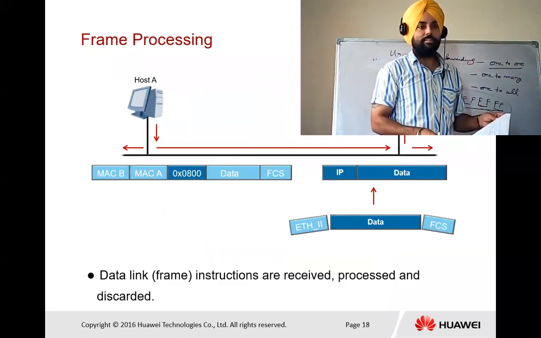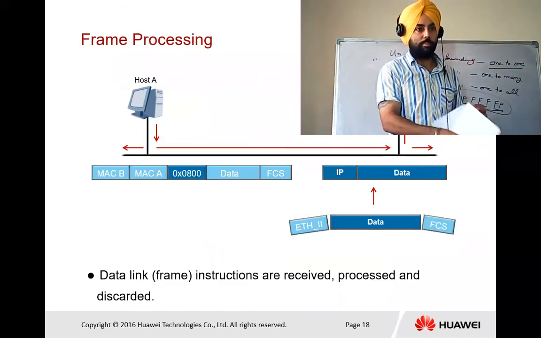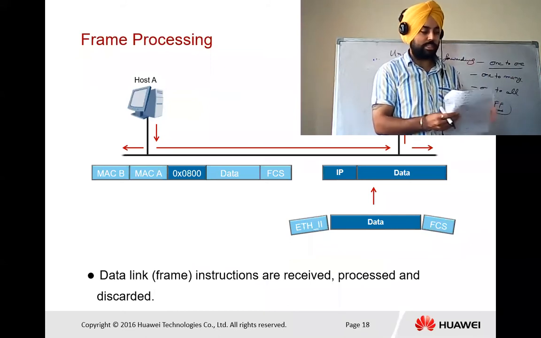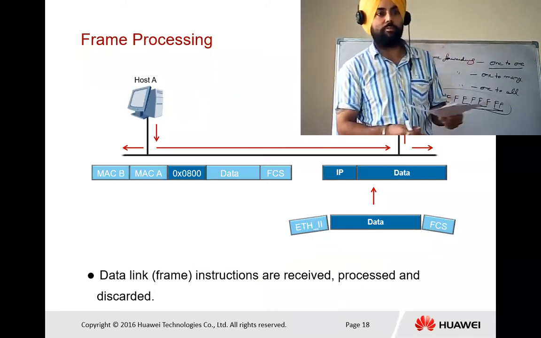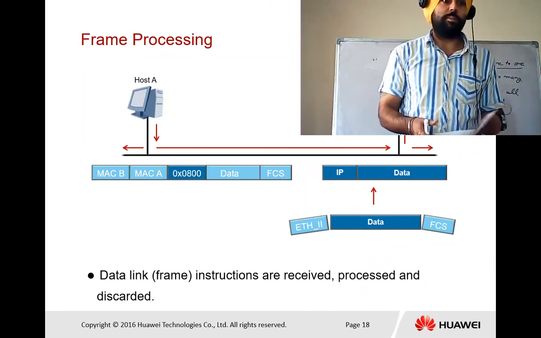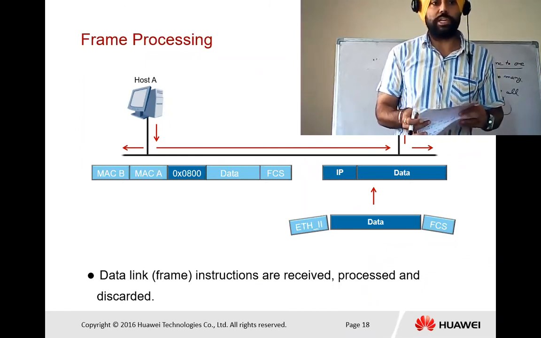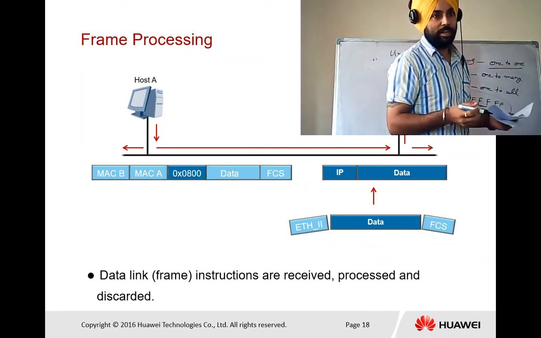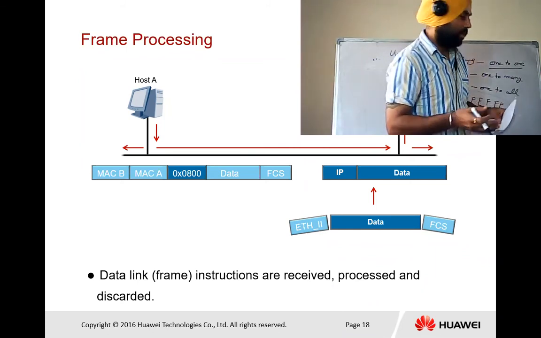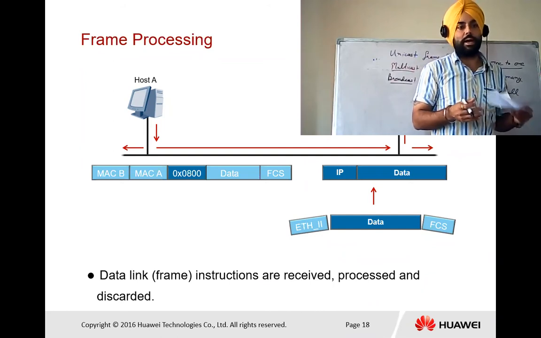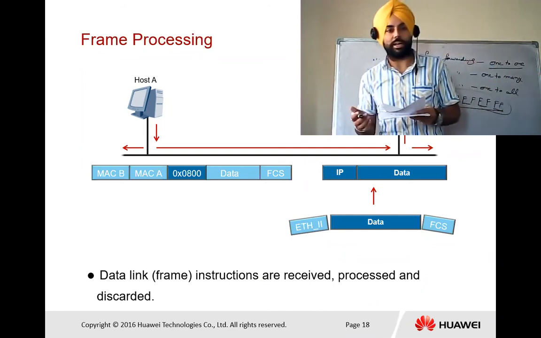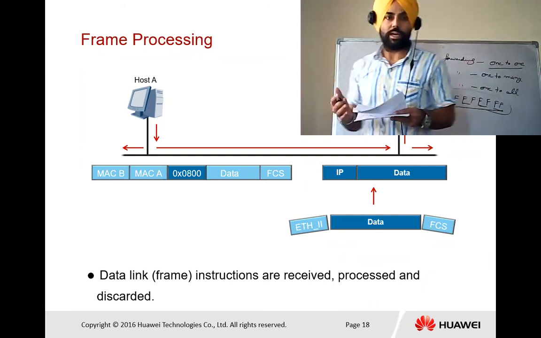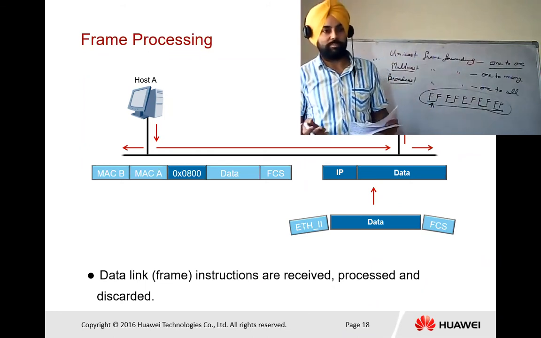So next we have the frame processing. Frame processing means we are transferring the frame from one PC to another PC, where the checksum is there, the type field is there, the data is there, and the MAC address is there, both the MAC address of the source as well as the MAC address of the destination.